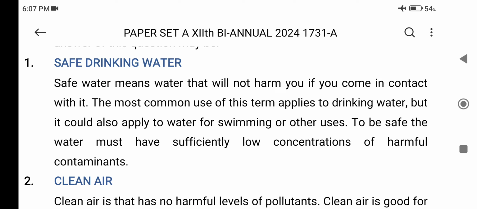Safe water means water that will not harm you if you come in contact with it. The most common use of this term applies to drinking water, but it could also apply to water for swimming or other uses. To be safe, the water must have sufficiently low concentrations of harmful contaminants.